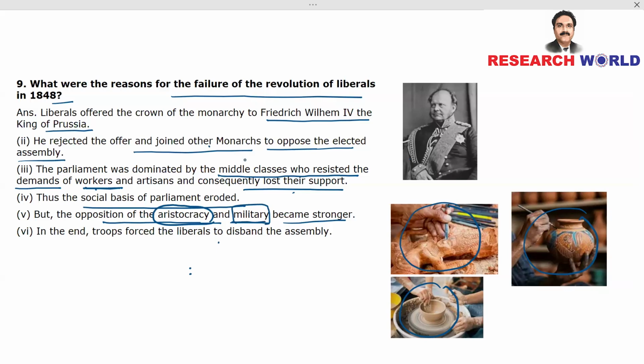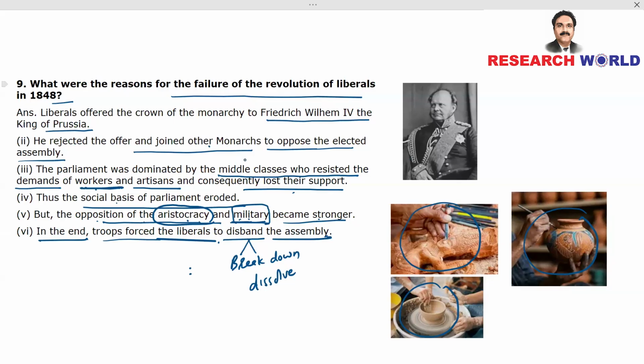Military is more of an autocratic entity, and both of them were against the so-called parliamentary form led by middle classes. When this social base got eroded because they lost support from workers and artisans, what happened? The opposition led by aristocracy and military became stronger. In the end, troops, that is military, forced the liberals to disband. Disband means break down or dissolve. Disband the assembly. Here assembly implies the national assembly, okay, or in other words a parliament.